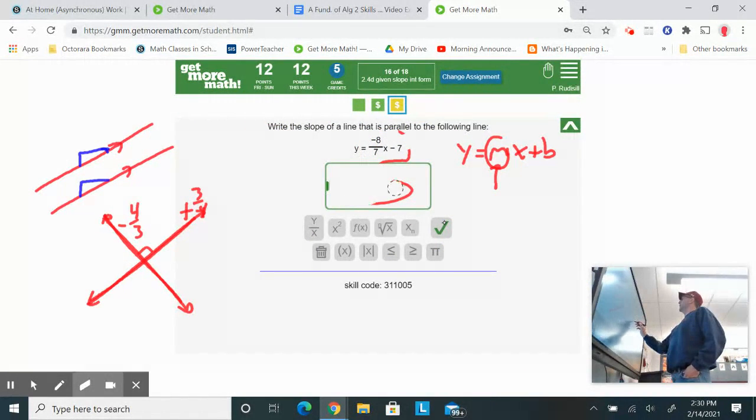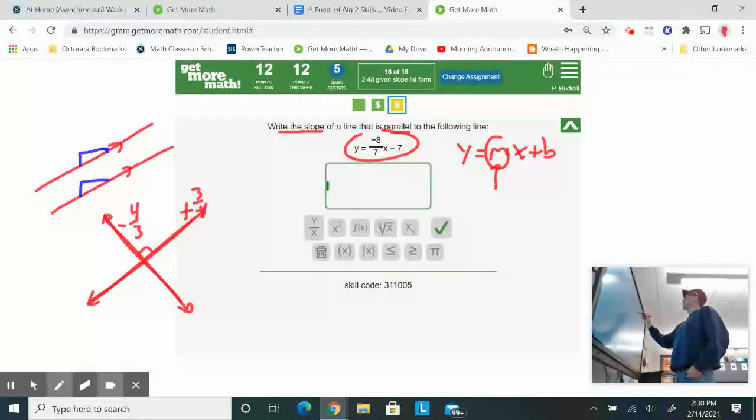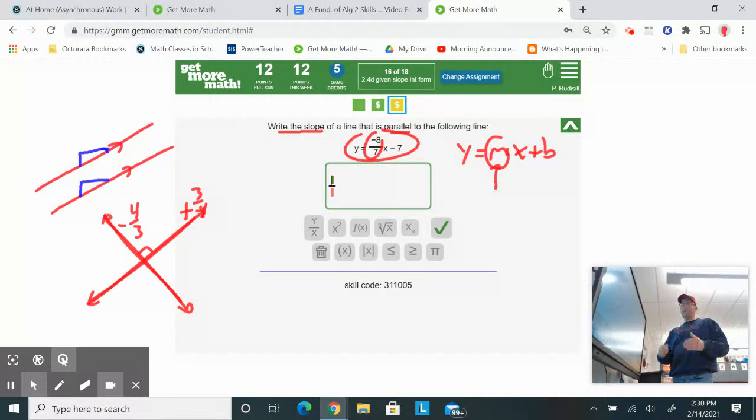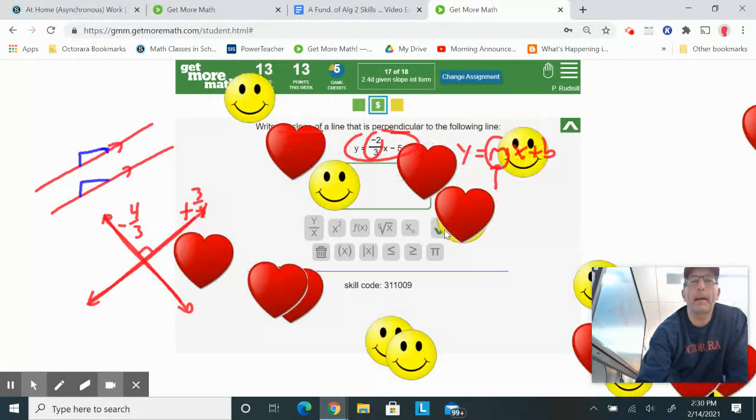All right, in this example, read carefully. I want a slope of a line that's parallel to this one. The slope is negative 8/7. To be parallel, they'd have the same slope. So I need the exact same slope. I need negative 8/7 to make it parallel.